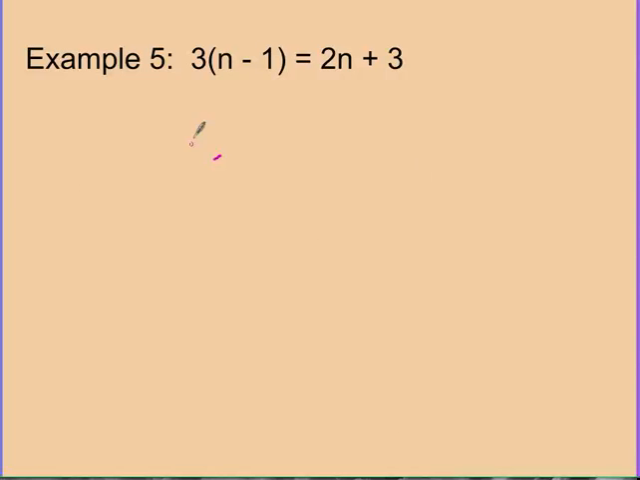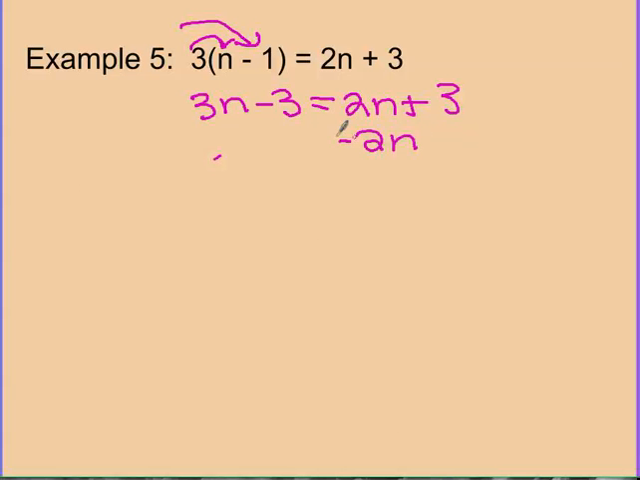All right, this one only has one set of parentheses, so I'm going to distribute 3 to the next two terms. So I would get 3n minus 3, and then just write what the other side had, 2n plus 3. All right, I'm going to move this n term to the other side, so it's a positive 2n, so I'm going to do the inverse, and I'm going to get a negative 2n. 3n minus 2n gives me n.